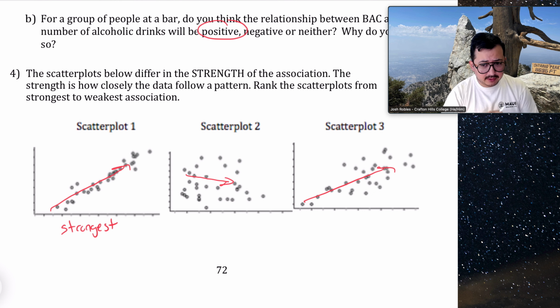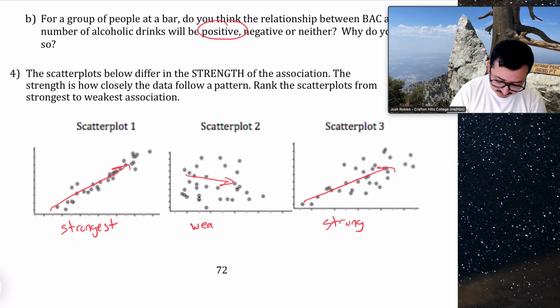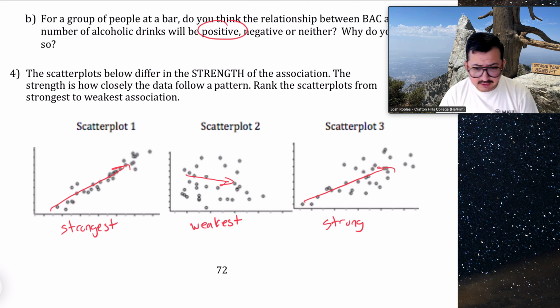Scatterplot 3 has a very clear pattern, but it's not as strong as 1. So this is next strongest. I can just say strong, strongest. And Scatterplot 2 barely has a pattern. I don't really see much there at all, so this is definitely the weakest. And it's also just a very weak pattern in general. It almost looks like no pattern. And so in terms of the strength, 2 is definitely the weakest. Very, very weak in general.